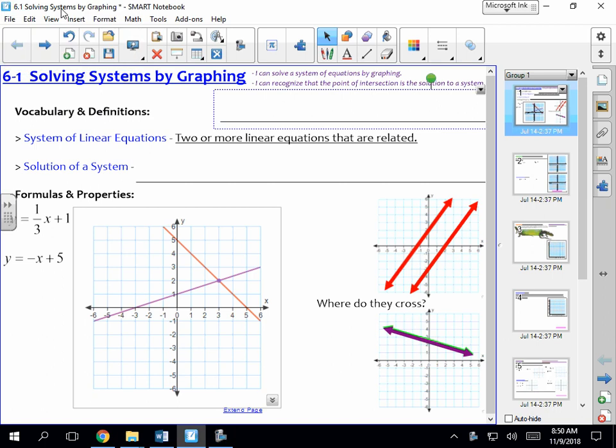Okay, so we are studying a system of linear equations. That's just two or more lines on the same graphing grid.